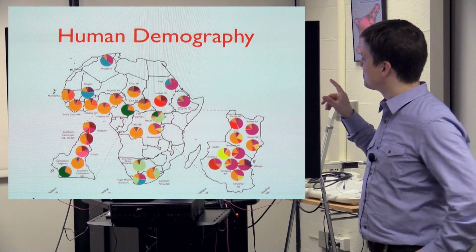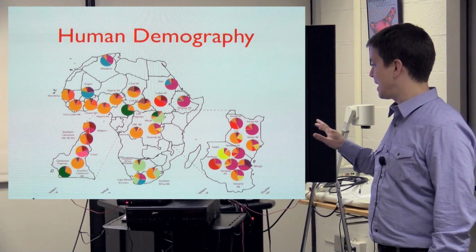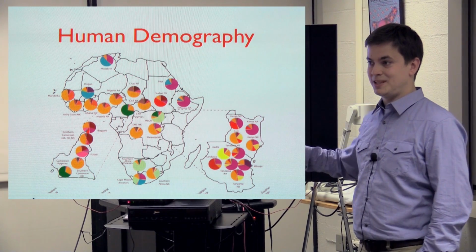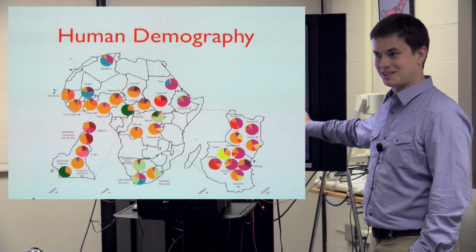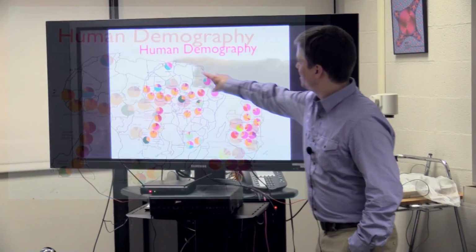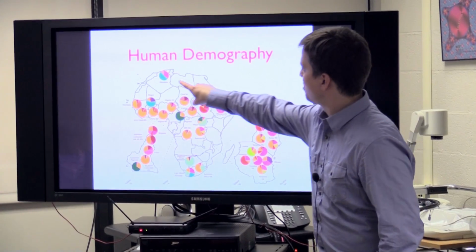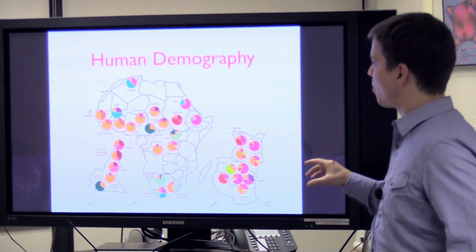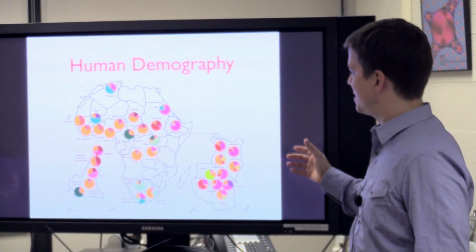Anyway, so human demography is another one that's pretty cool. This is work in the lab I've just joined, and now we're not looking at species, rather we're looking at human populations in Africa. As you can see, it looks like a mess. But each little circle here, each pie chart, is a different population, and the proportions in here show the proportion of different ancestral groups that make up that population.